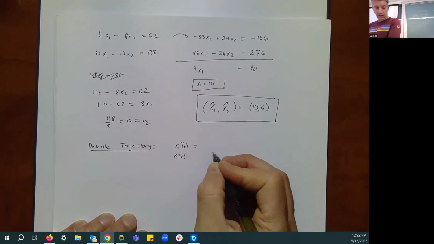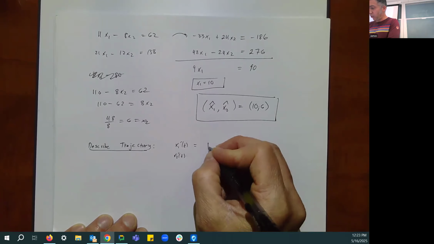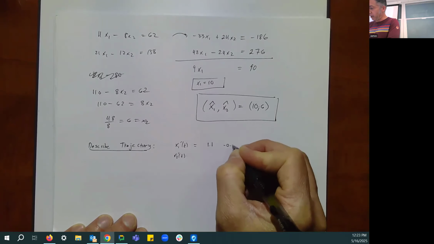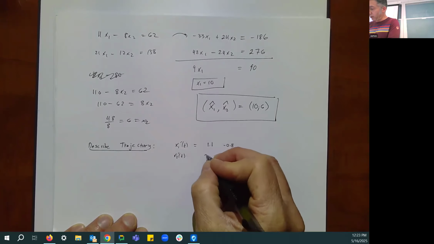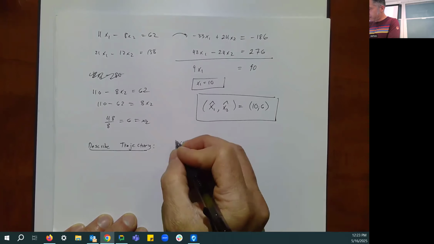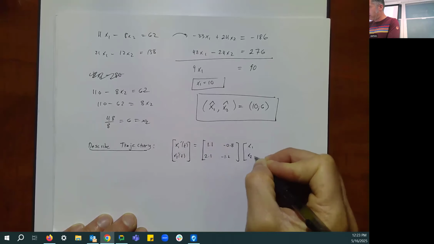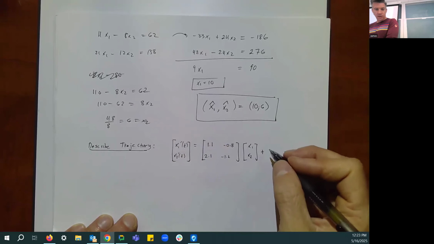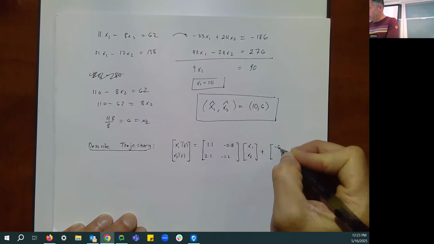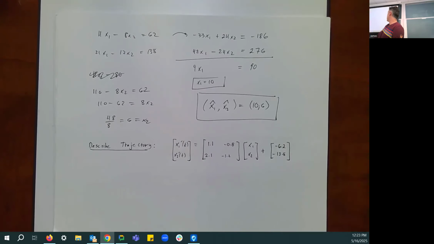I'm going to write it like this. Instead of writing it as negative 6.2, et cetera, I'm going to write it as the matrix 1.1, negative 0.8, 2.1, negative 1.2, multiplied by the x1, x2 vector, plus the vector negative 6.2, negative 13.8. And again, we know that if we plugged in 10 for x1 and 6 for x2, this whole thing would equal 0, 0.